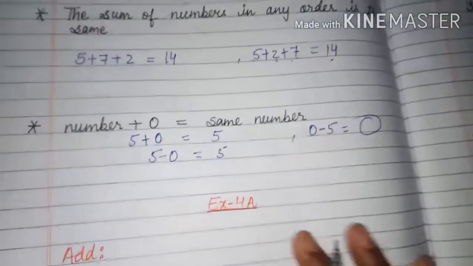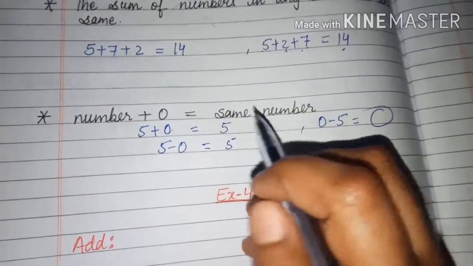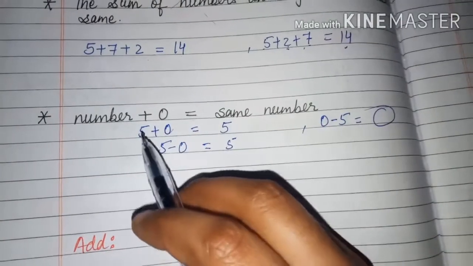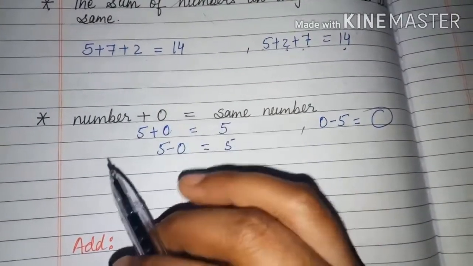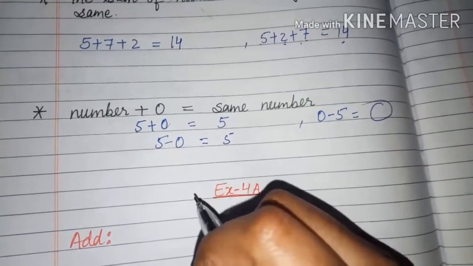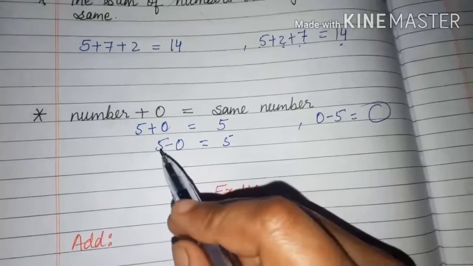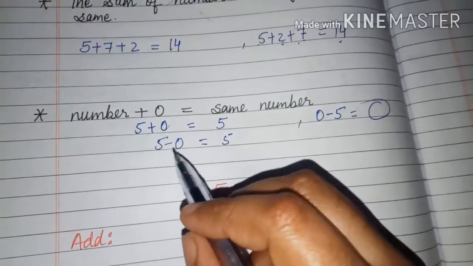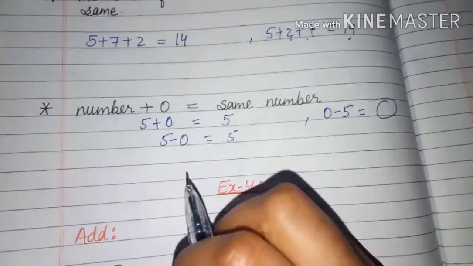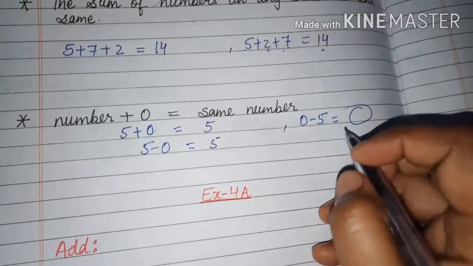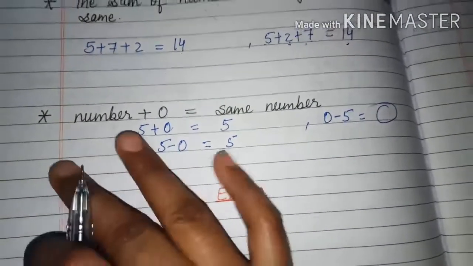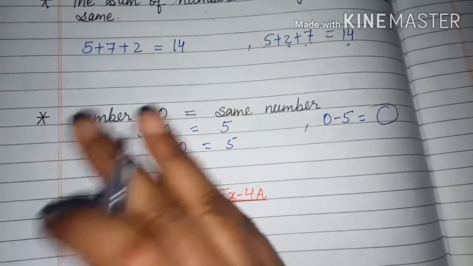Second point. Number plus 0 is equal to the same number. If you are adding 0 with any number, whether it is 5, 6, 7 or whatever, you will get the same number as your result. Again, with subtraction you can do it. 5 minus 0. If you are subtracting 0 from any number, then you will get the same number. But if you are subtracting any number from 0, you will not get the same number. So for addition it goes vice versa.